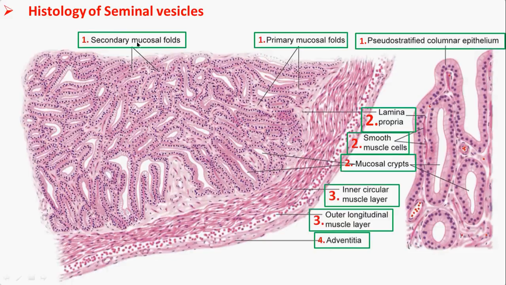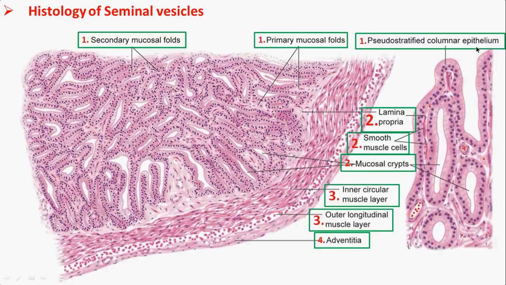Here in this figure we will see histology. Here you can see the mucosal fold. Under the microscope you can see this type of mucosal fold. This is the primary mucosal fold, and this is the secondary mucosal fold.